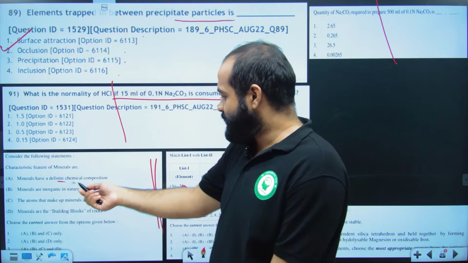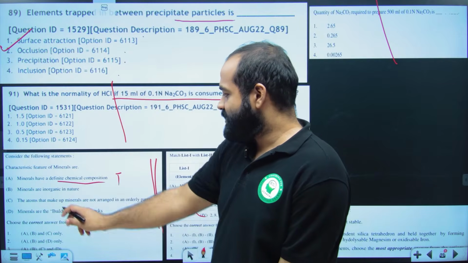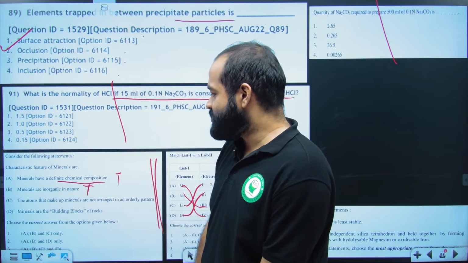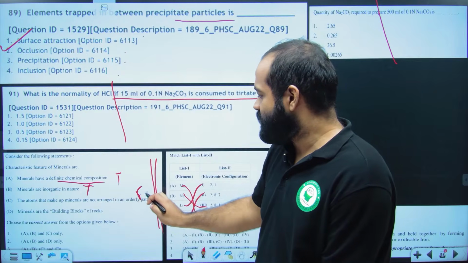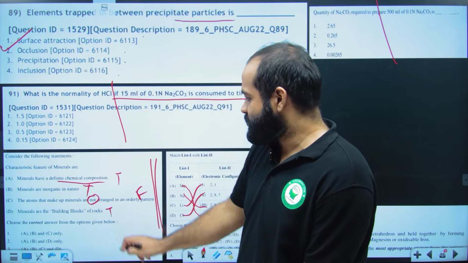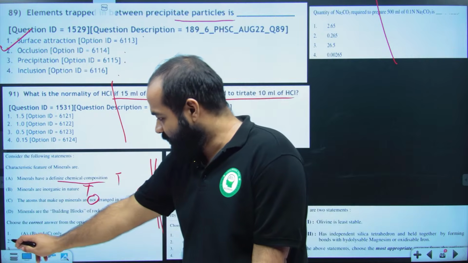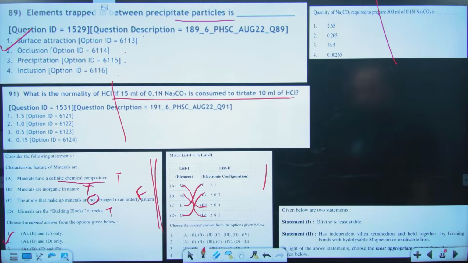Minerals have a definite chemical composition, that is a true statement. Then minerals are inorganic in nature, that is a true statement. Atoms that make up minerals are not arranged in an orderly pattern, that is false, 'not' likha hai yahan pe. Minerals are the building blocks of rocks, that is also true. The correct answer will be A, B and D. All right, it will be A, B and D.